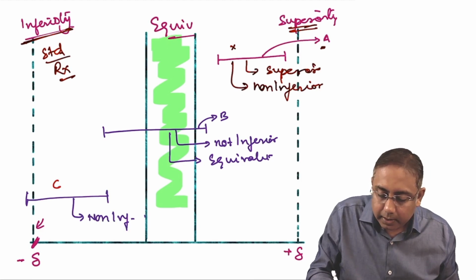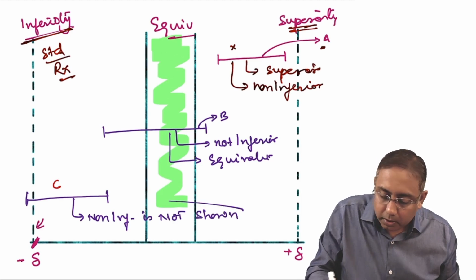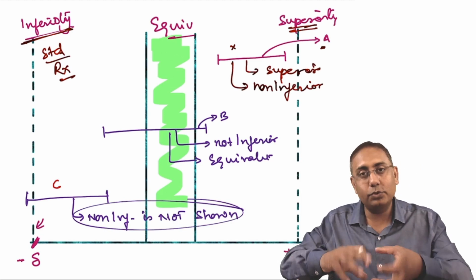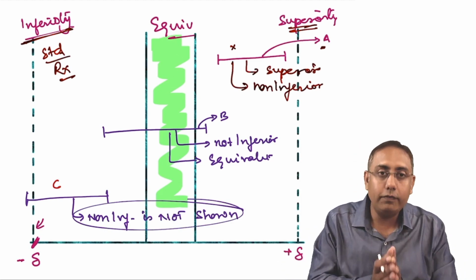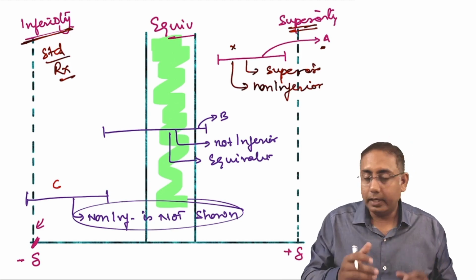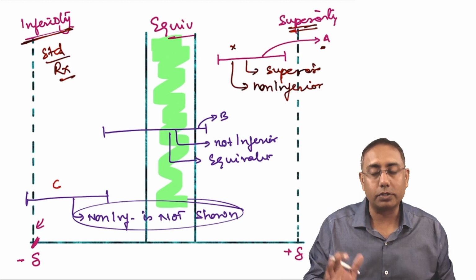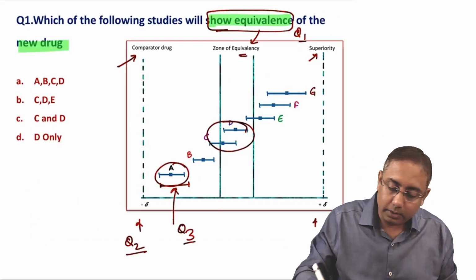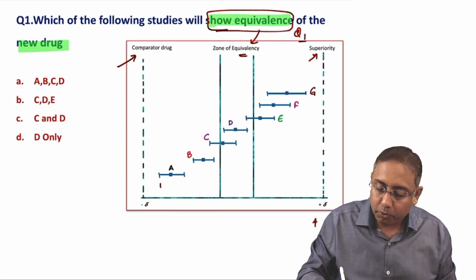So in this case, non-inferiority is not shown. Non-inferiority will not be shown. Are you understanding? We just twist the words. So the non-inferiority is not shown. Why? Because it is kind of inferior. It is not equivalent, and it is not superior either. If you have understood this, now let me come back to this diagram and talk more about it.